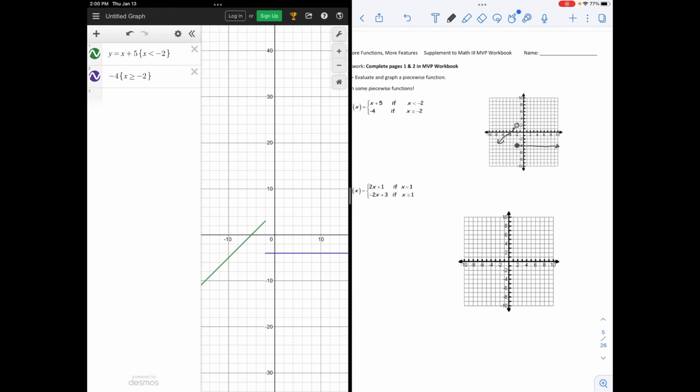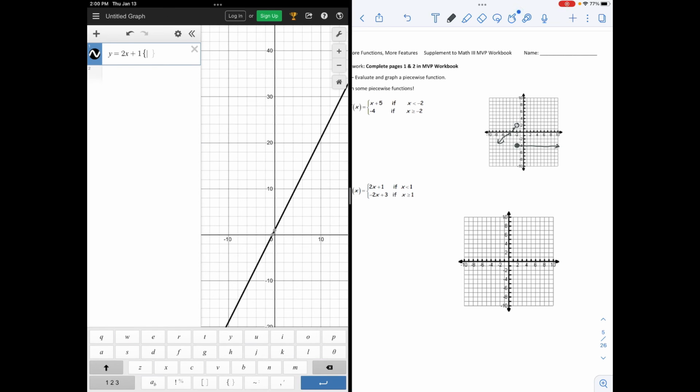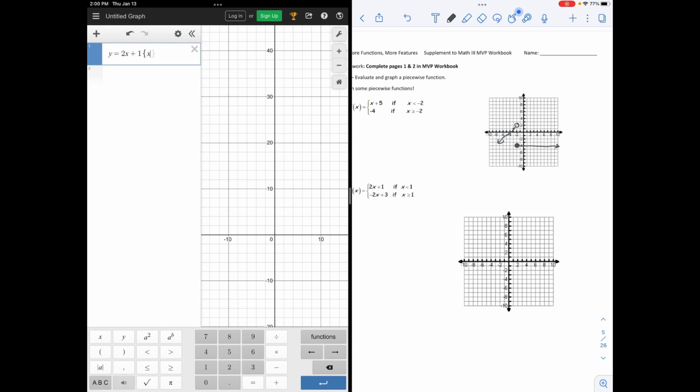All right, let's do the next one. I hope I'm not making you car sick by changing the windows. Okay? So this first one is y equals 2x plus 1. And to get my restrictions, remember I go to ABC and I get the braces. And this is x is less than 1. And I see what it looks like.